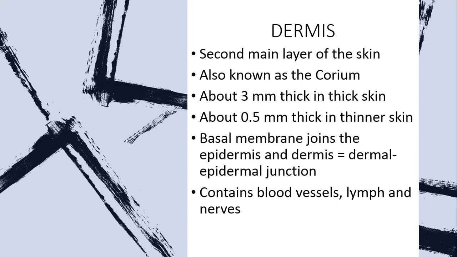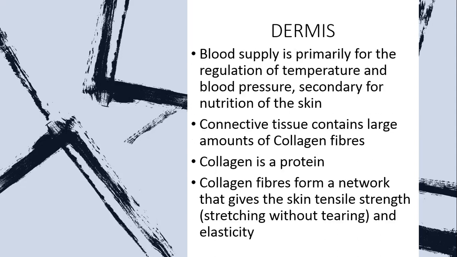The basal membrane joins the epidermis and the dermis, and this is called the dermal epidermal junction. Inside the dermis, you will find blood vessels, lymph, and nerves. Blood supply in the dermis is primarily for the regulation of temperature and blood pressure, secondary for nutrition of the skin.